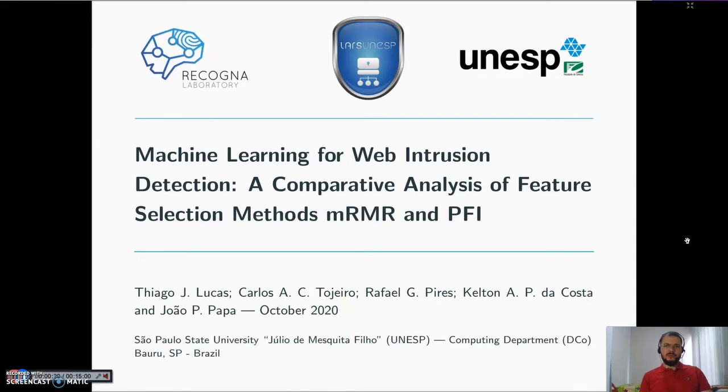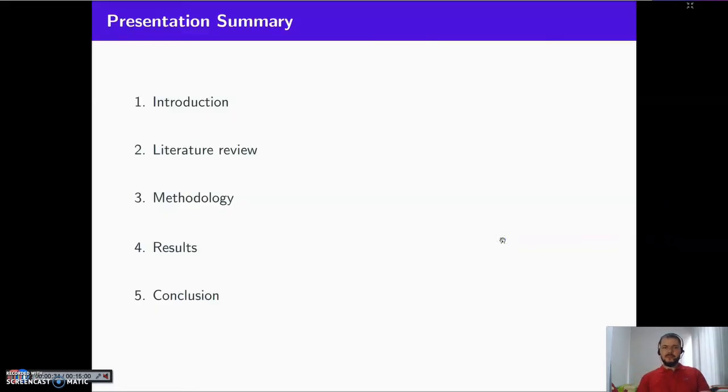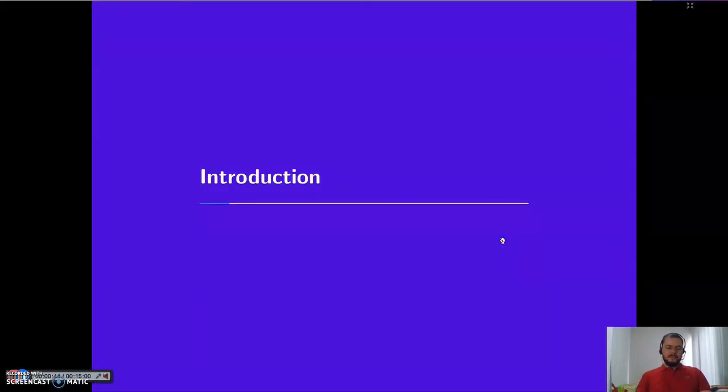I will briefly present our research entitled Machine Learning for Web Intrusion Detection, a comparative analysis of feature selection methods MR and PFI. This is a summary of my presentation. I will follow the traditional sequence. In our paper, we compared two feature selection methods with a focus on detecting web attacks in computer networks.